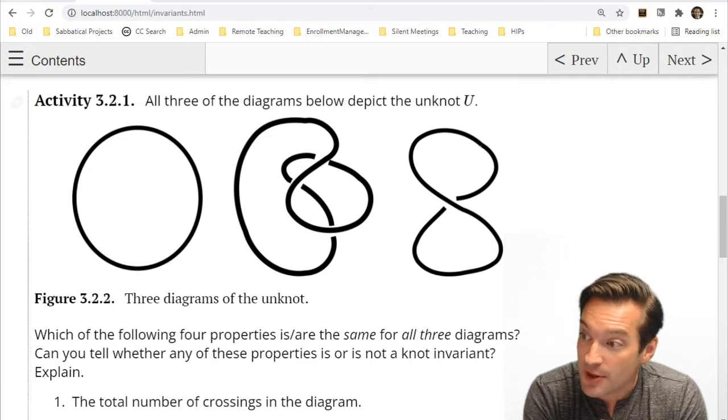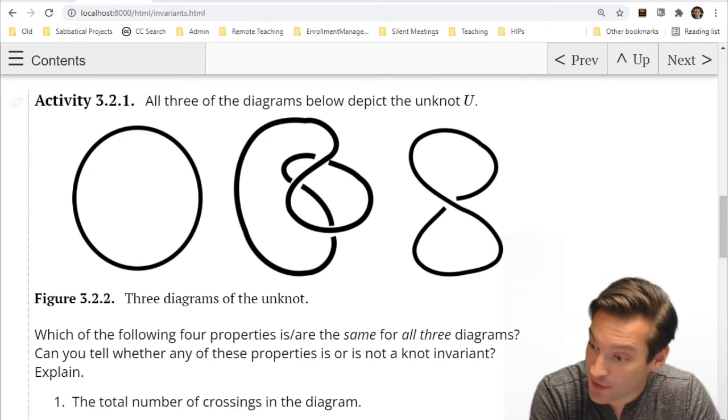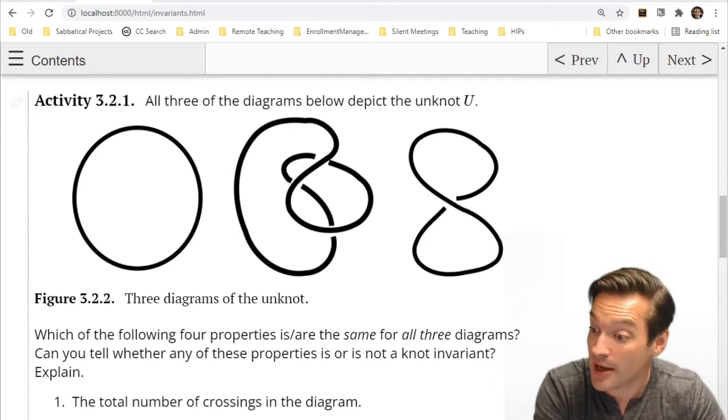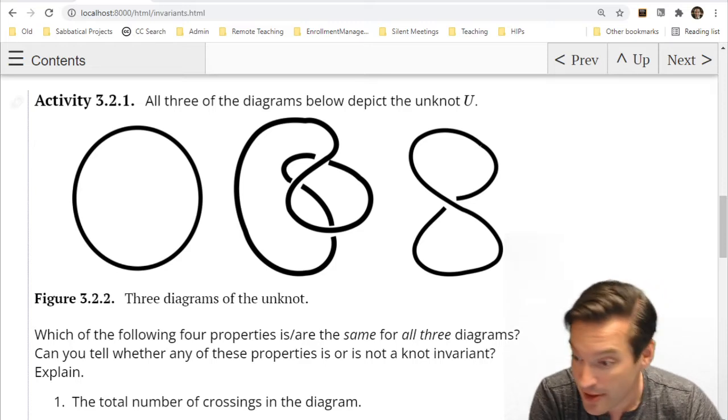Here are three different diagrams, and all three of these diagrams represent the unknot. I think it's pretty easy to see why the first and the third one represent the unknot. And if you were to lay this other one on the table, you could figure out some series of Reidemeister moves that we could use to show that this actually is a diagram of the unknot.